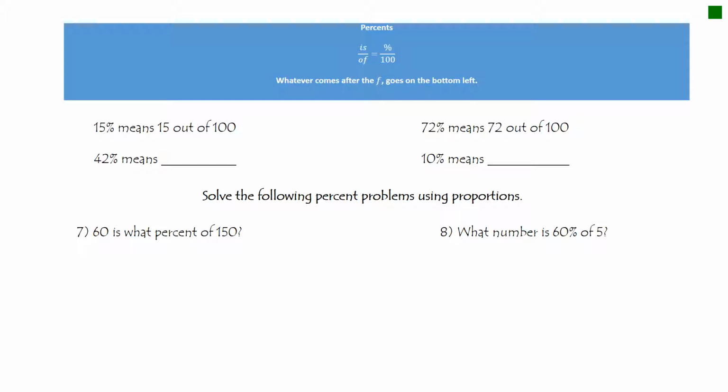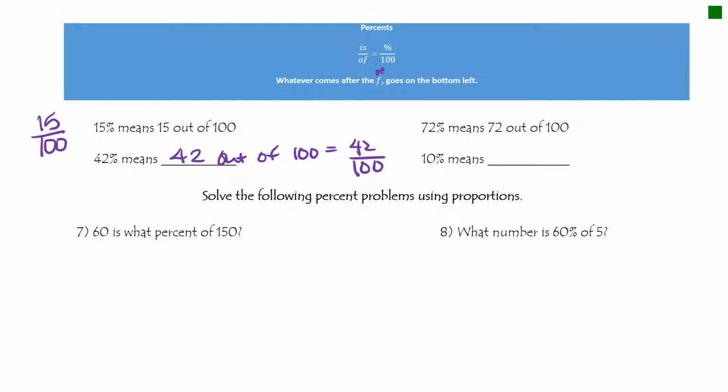This is supposed to say whatever comes after the "of," not just the F. Whatever comes after the "of" goes on the bottom left. So 15%, remember, means 15 out of 100. That's what 15 over 100 means. So what does 42% mean? It means 42 out of 100, which is 42 over 100.